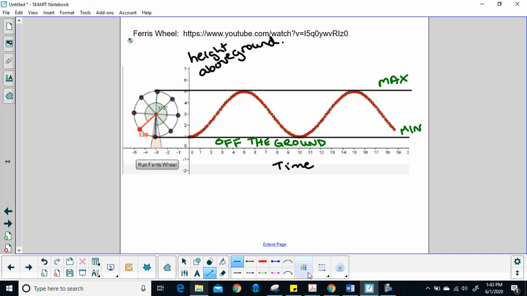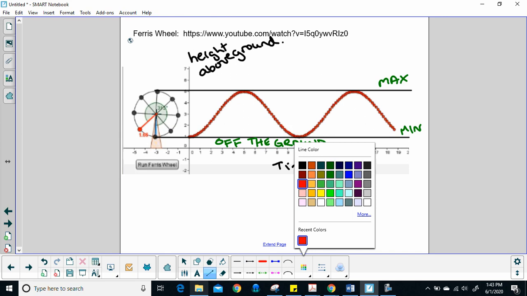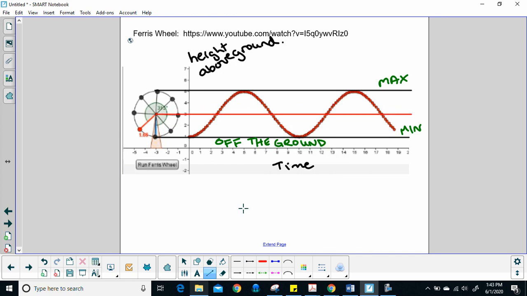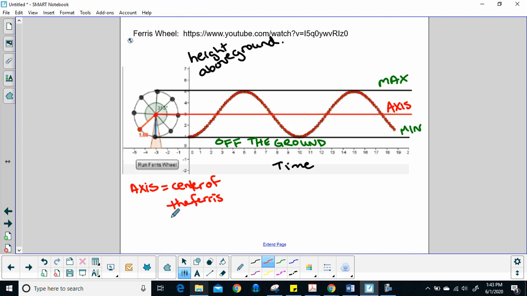Okay, we've got another line here that let's make sure we draw. And this line is very important because it's the middle line. So that's where I would find my axis of symmetry. Because that's where the center of my Ferris wheel is. Okay, so my axis in this scenario is the center of the Ferris wheel. So that's where it is off the ground, and I can still find it using my skills that I found yesterday. So that's still going to be where my maximum plus my minimum divided by 2 is still going to be there.